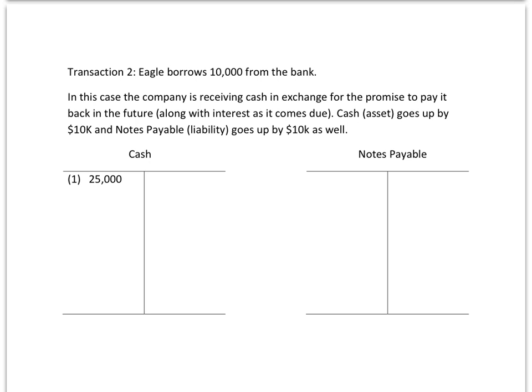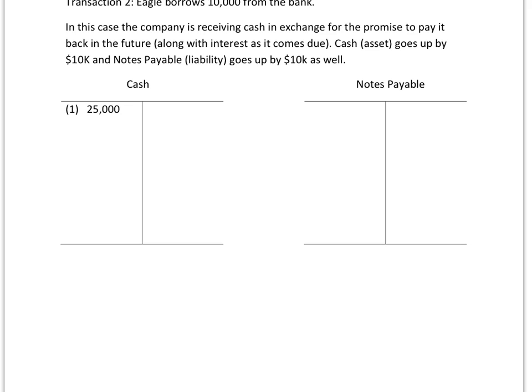So again, cash, which is our asset, is going up. And notes payable, our liability, is going up as well. And as you can see, we already have in our T account what happened from the previous one in cash. We didn't have any transactions already in notes payable, so it's blank. So we'll enter our second transaction, $10,000 cash coming in. We'll recognize that $10,000 notes payable as well.